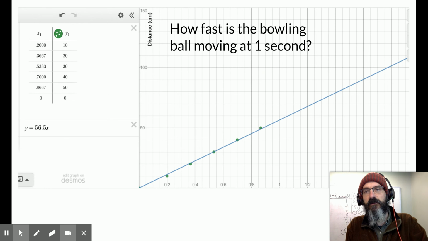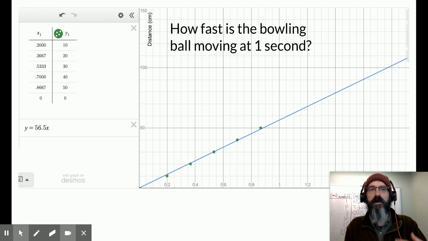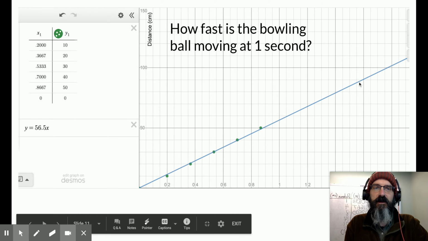So I'm going to switch gears here. I want us to think about velocity for a second. I want us to think back to the bowling ball lab. When we graphed the bowling ball moving at a steady pace, a steady velocity across the track it was rolling on, we got a steady line.